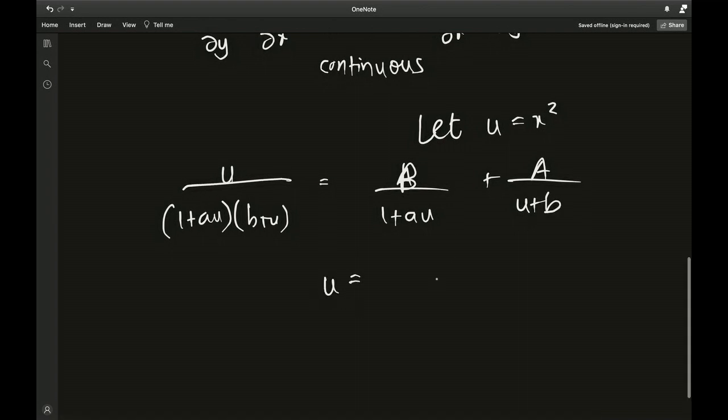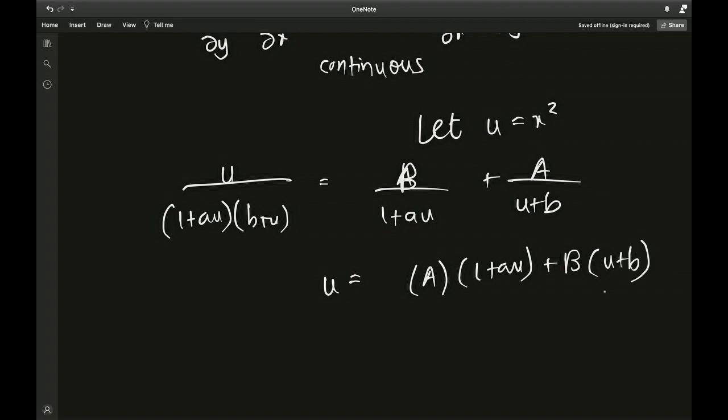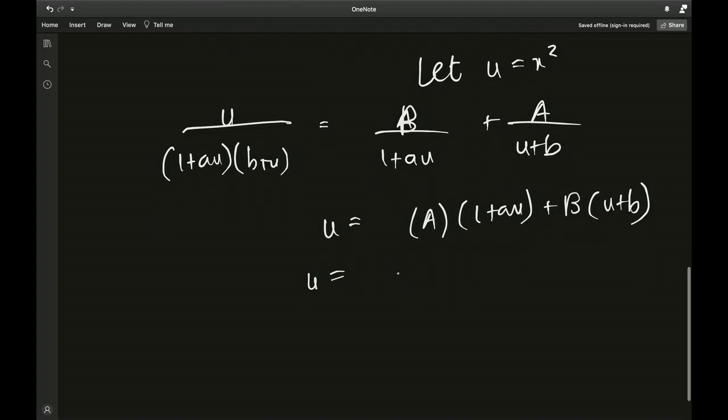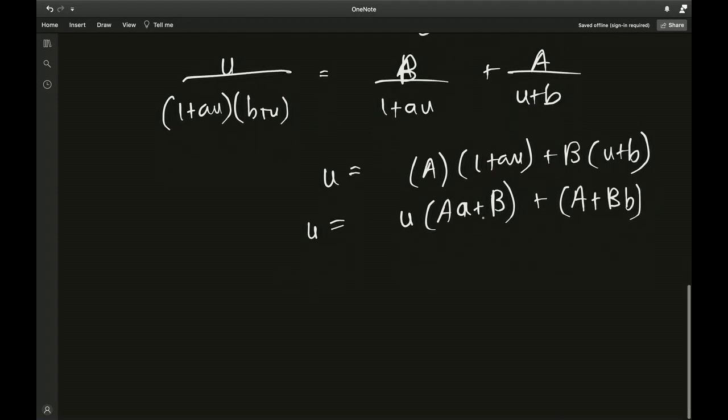Cross multiply, we have u is equal to A times (1 plus au) plus B times (u plus small b). We have u times (a times small a plus big B) plus a times big B times small b. Now the coefficient of u is 1, so A plus B is equal to 1, while this guy should be 0.